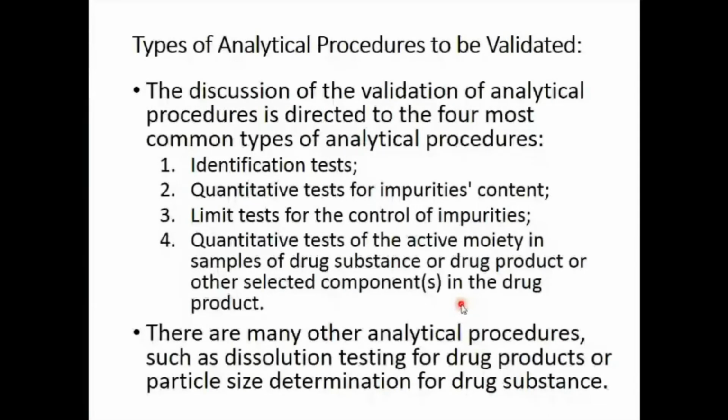The fourth type is the quantitative test of the active moiety in the sample of drug substance or drug product or other selected components in the drug product. It may be an excipient also. It is more relevant with respect to polymers that are used. So there are four types of test.